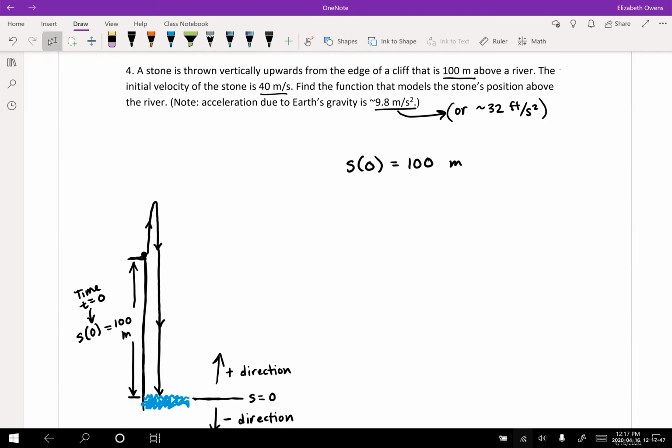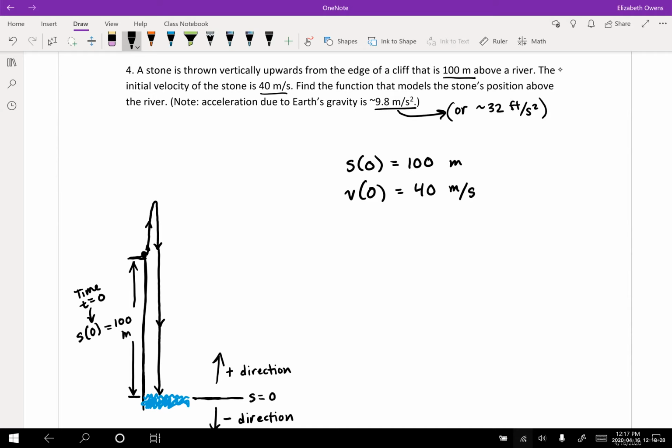Now for our other values here, we have the initial velocity of the stone, 40 meters per second. So that is the initial velocity when it's being launched upward as it's leaving the hand or the cannon or whatever's on top of the cliff here. That is our starting velocity, 40 meters per second. That velocity is going to change as the stone goes through its path, but right at that instant, we've got 40 meters per second.